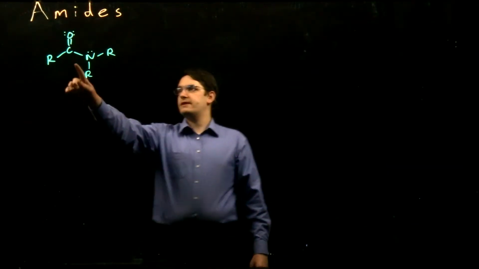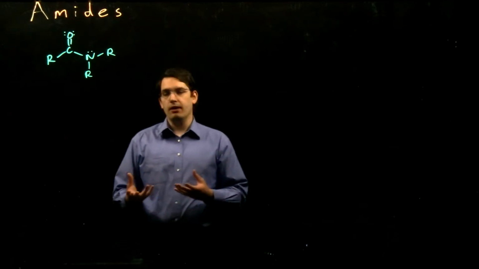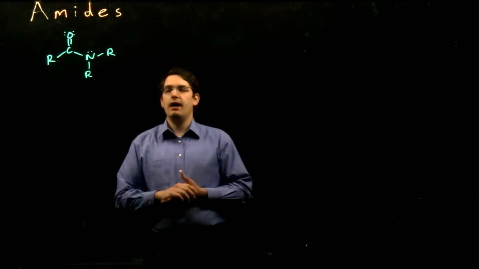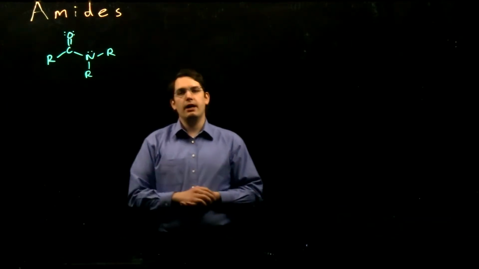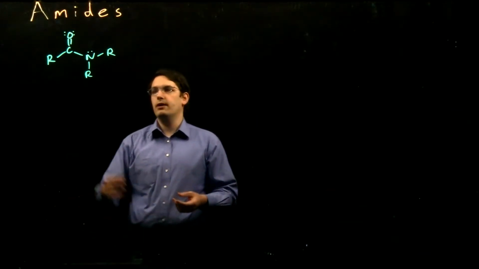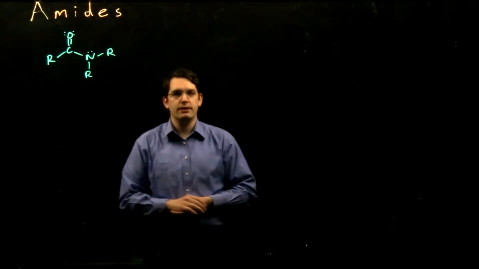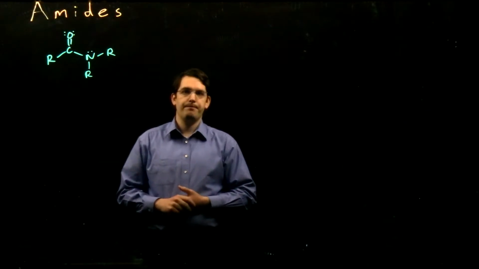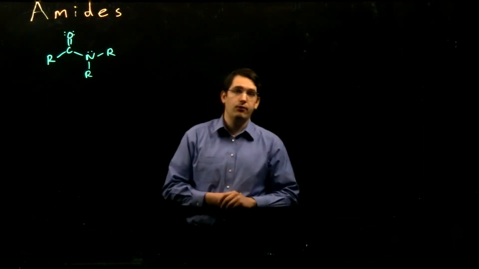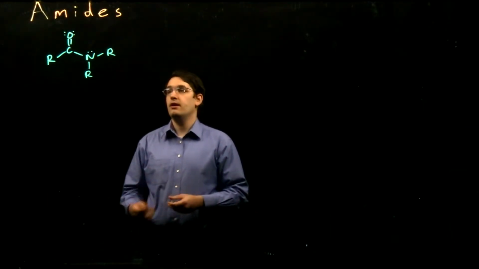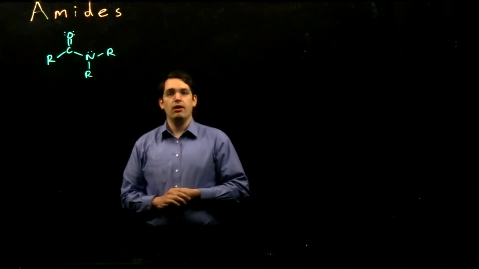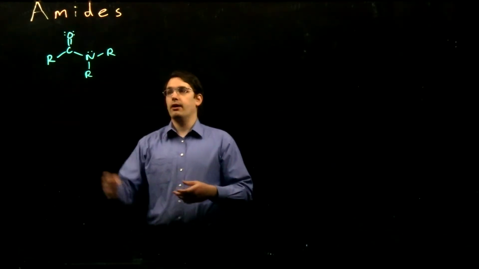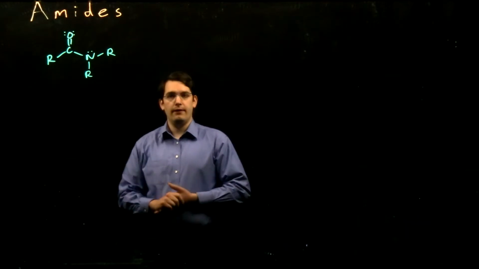Our amide, of course, consists of a carbonyl, our carbon with that double bond to oxygen, bonded to a nitrogen that can then be bonded to either carbons or hydrogens depending on the structure. So of course it's another example of one of our carboxylic acid derivatives where we still have that carbonyl bonded to our electronegative nitrogen in this case.